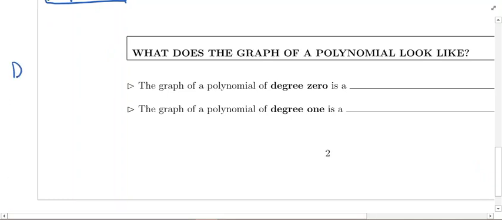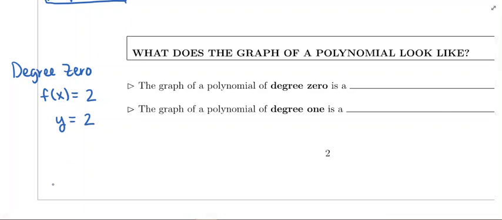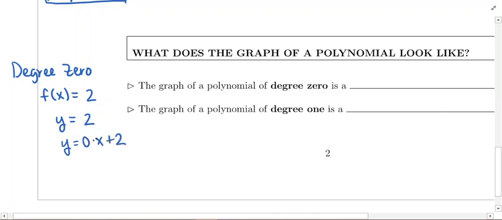So for degree 0, let's look at the function f of x is equal to 2. Remember, this is the same thing as y equals 2. Think back to the section on lines. We saw x equals, and then we saw y equals. And y equals is a horizontal line because you can write this as y equals 0 times x plus 2. So you see that y equals mx plus b form there.